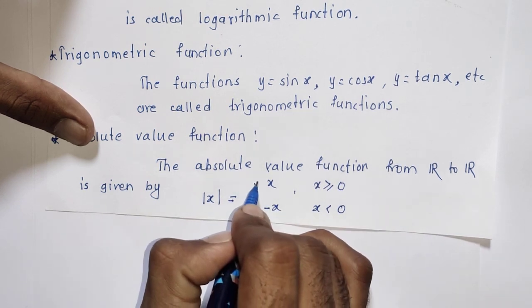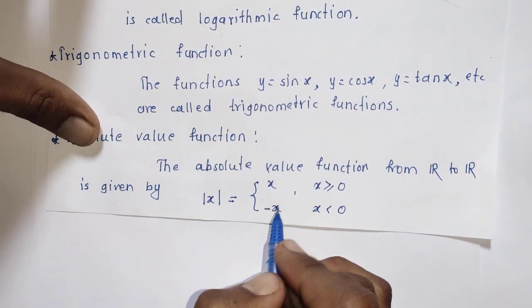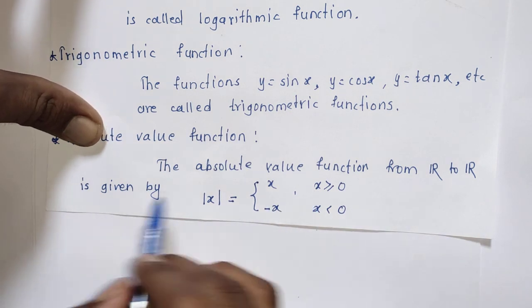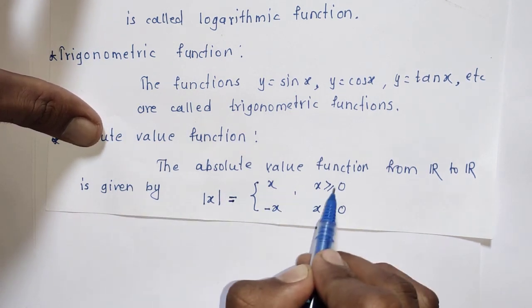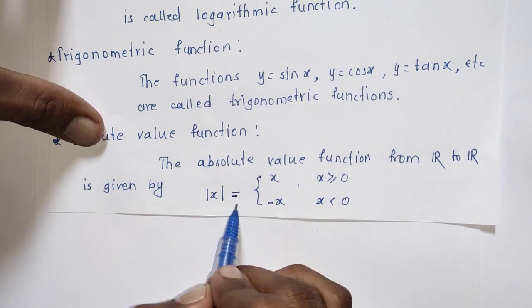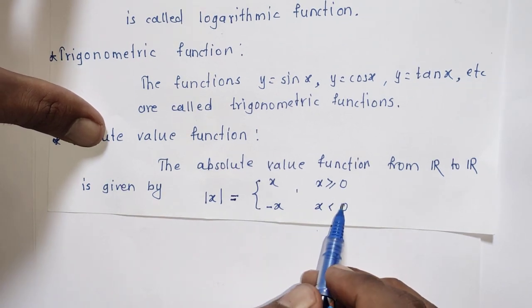So this is the definition of the absolute value function. The absolute value function can be given as f of x is equal to mod x, and we know that mod x is equal to x whenever x is greater than or equal to 0, and minus x whenever x is less than 0.